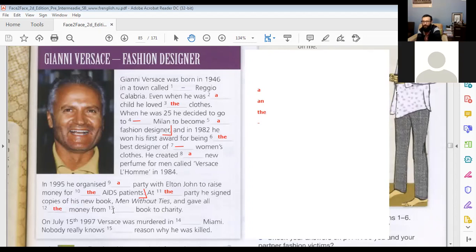Okay. On July, in July 15, 1997, Versace was murdered in Miami. No article. No article. Okay. Nobody really knows the reason why he was killed.